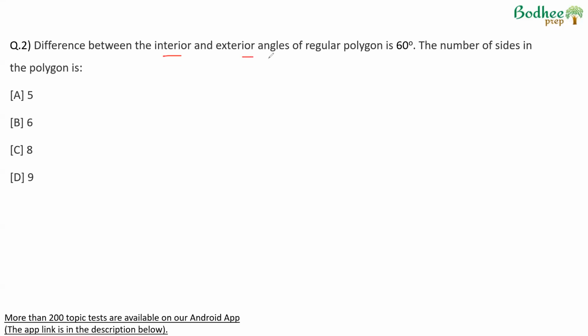Difference between interior and exterior angles of a regular polygon is 60. Number of sides of the polygon is? Now, if the exterior angle is x, interior angle will be 60 plus x. Interior angle plus exterior angle should be equal to 180 degrees. So 2x is equal to 180 minus 60, 120. x is equal to 60.